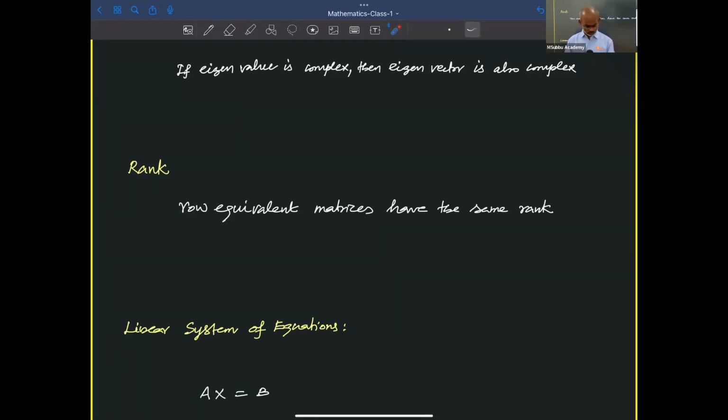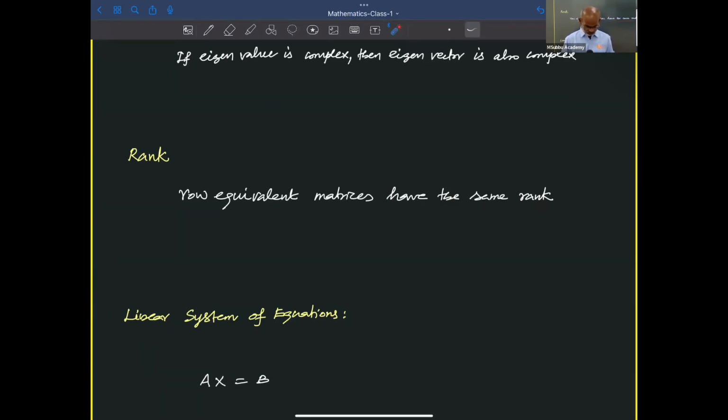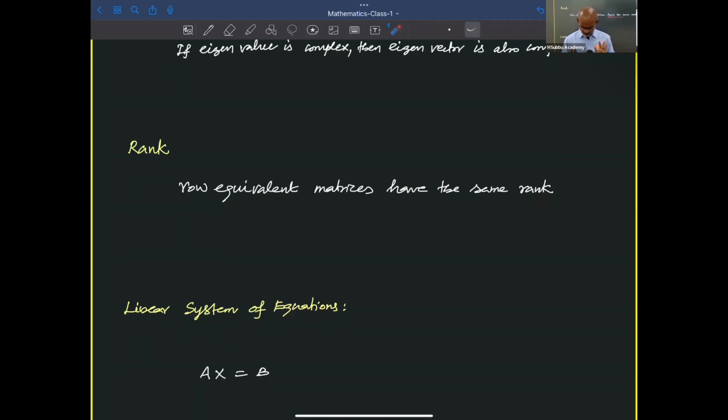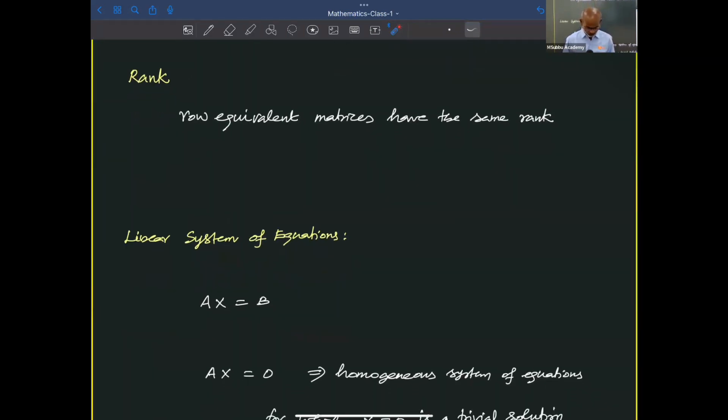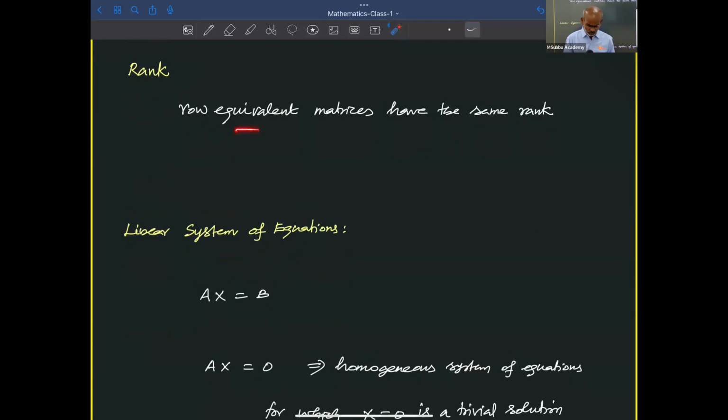So by that way we'll be doing elementary row operations. For the elementary transformed row matrix, the rank is still the same. Always, row equivalent matrices have the same rank. So this is how these row reductions are done.